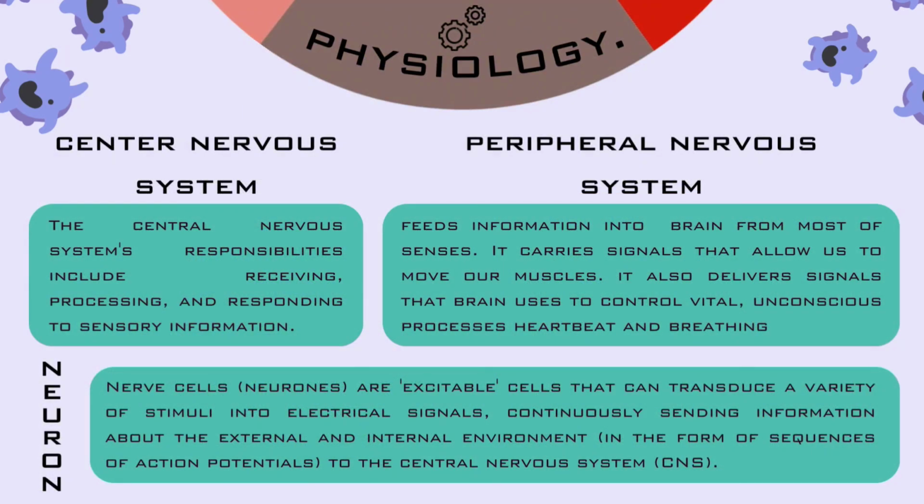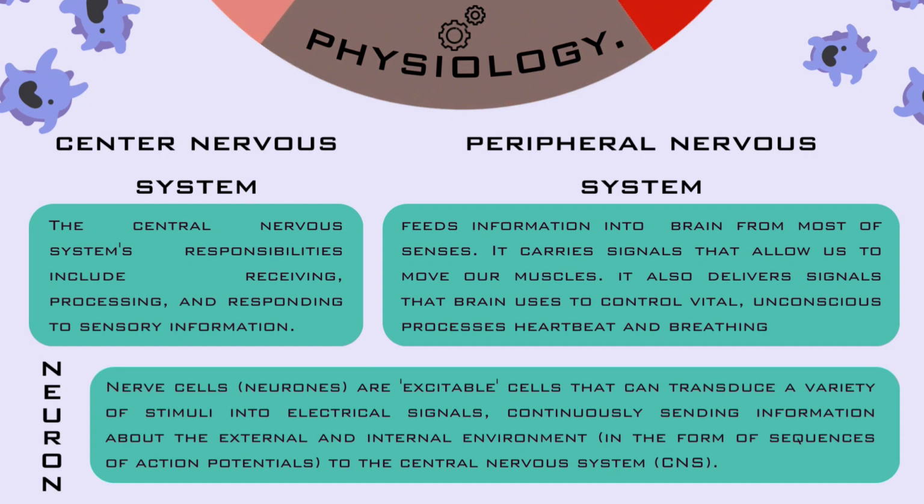The second aspect for this presentation is physiology. First, the central nervous system, or CNS. This part is responsible for receiving, processing, and responding to the sensory information from PNS, while the PNS job is to deliver information or signals to the brain from all around the body. This is why we can move our muscles and brain can process vital, unconscious process such as heartbeat and breathing.